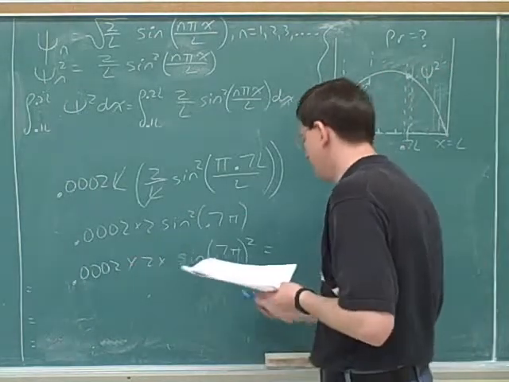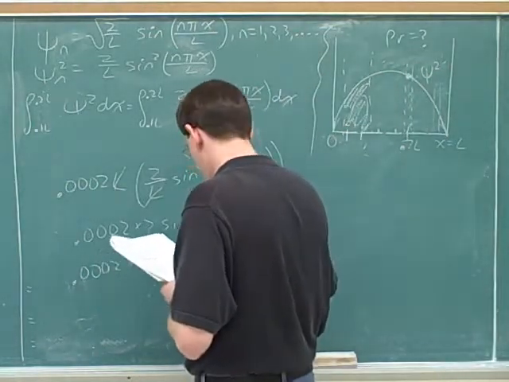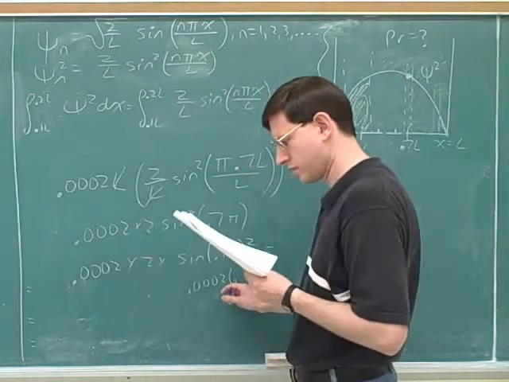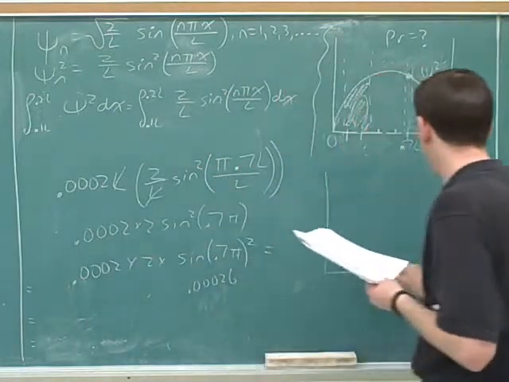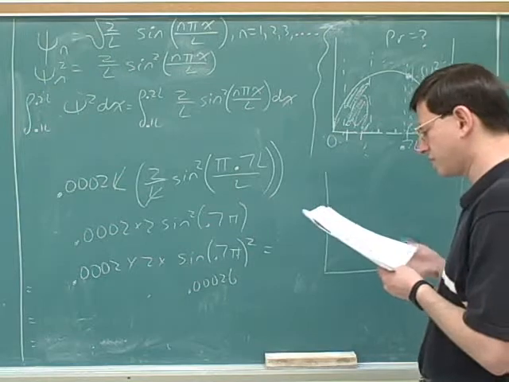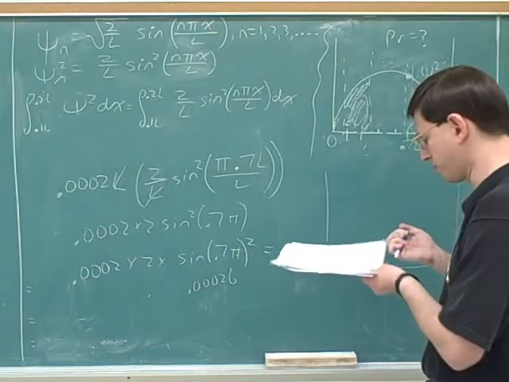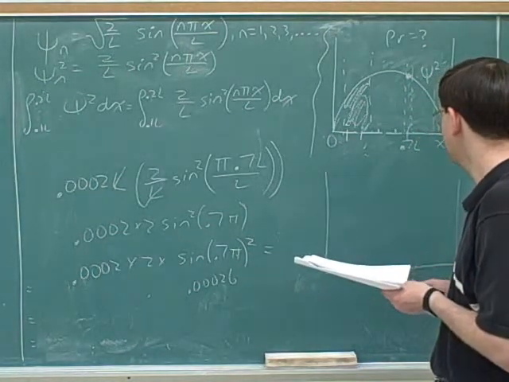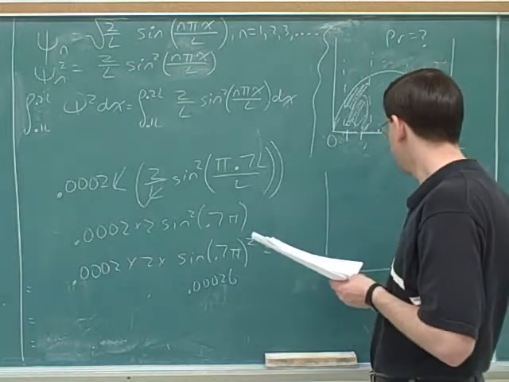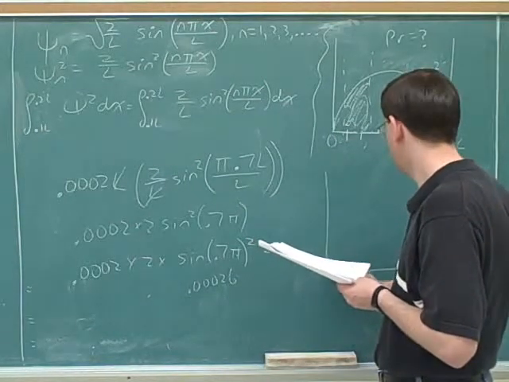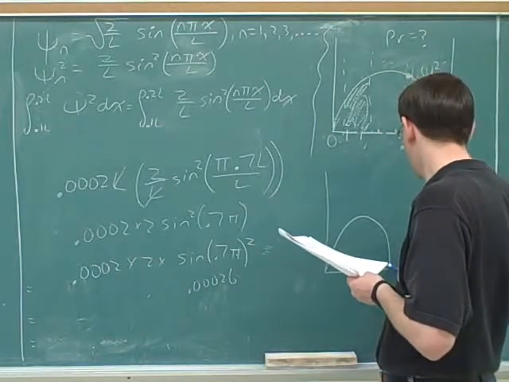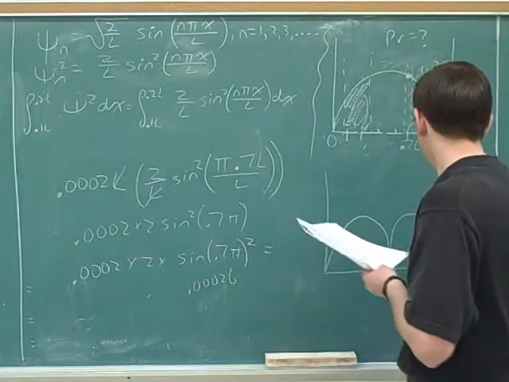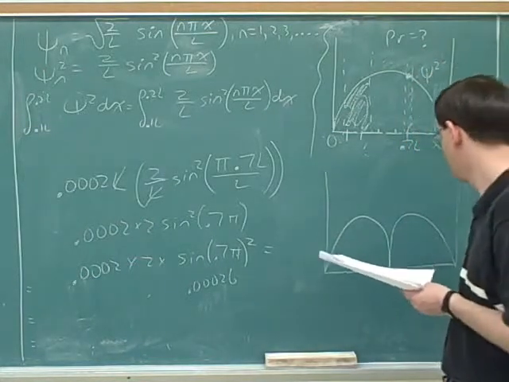Now they said to, was this what you got? 2.6? Yeah. They said to consider the first excited state. What would n be for the first excited state? N equals 2. So that means we should be able to fit 2 half wavelengths in.